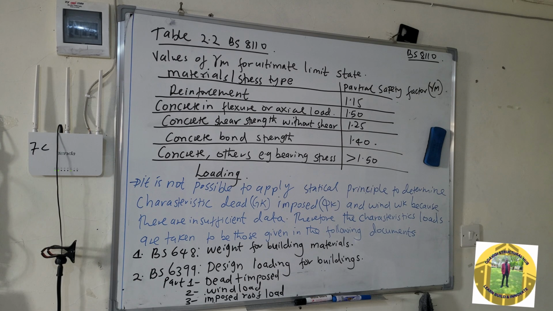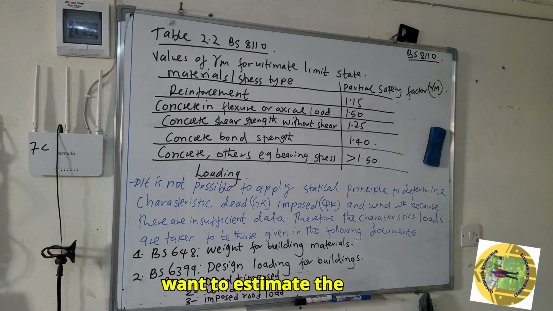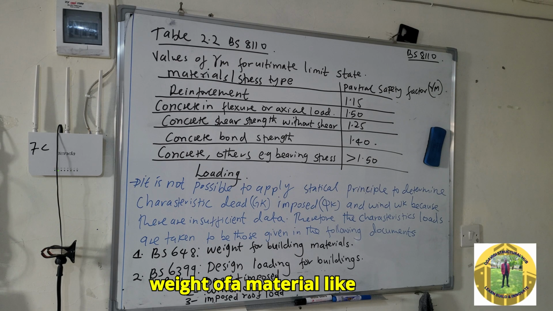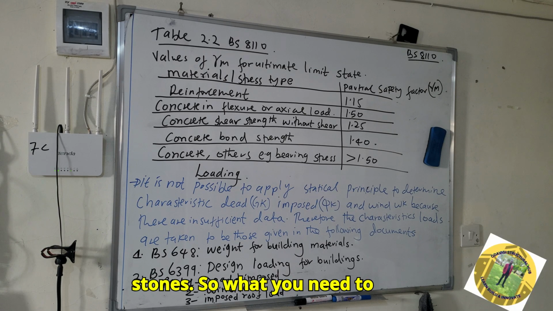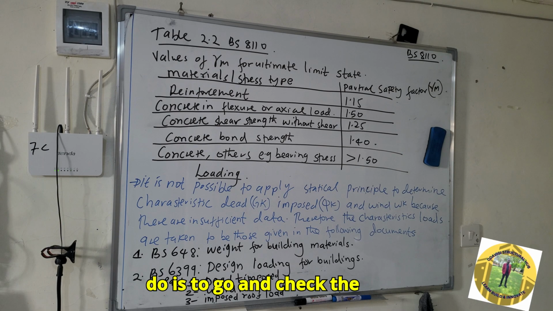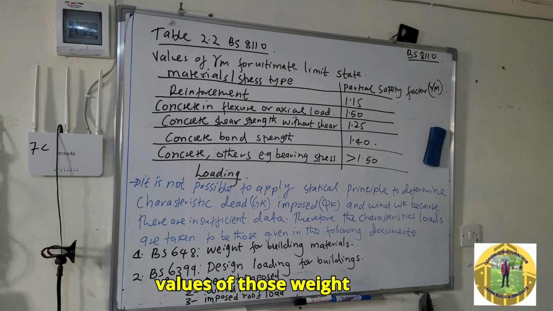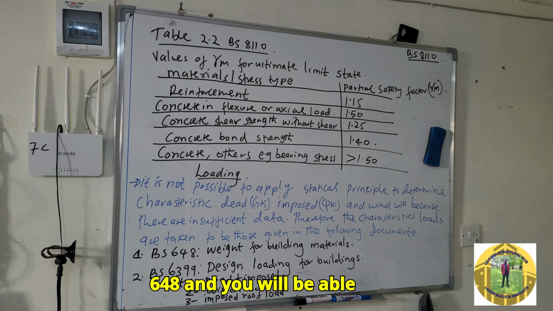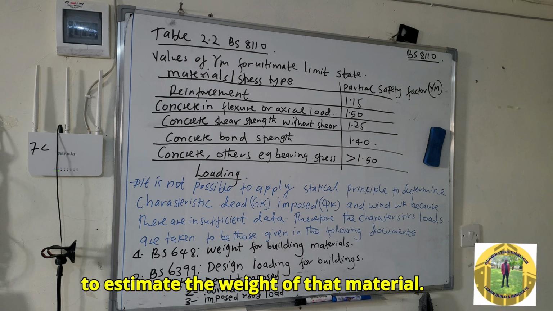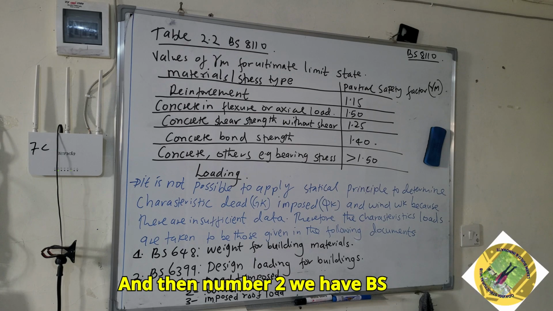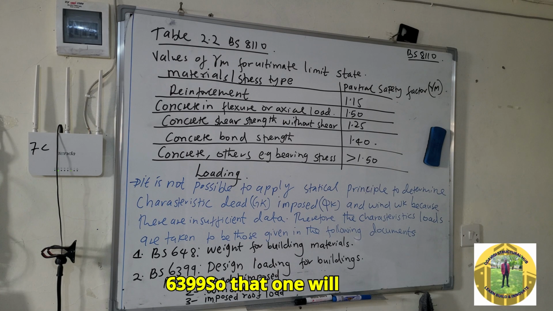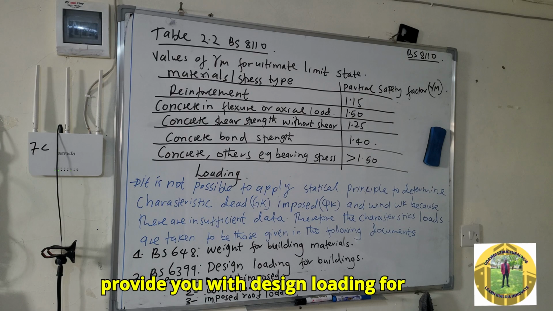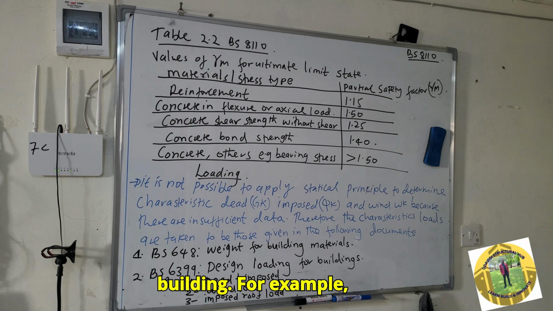So at times we may want to estimate the weight of a material like bricks or stones. So what you need to do is to go and check the values of those weight for such a material in BS 648, and you will be able to estimate the weight of that material. And then number two, we have BS 6399. So that one will provide you with design loading for building.